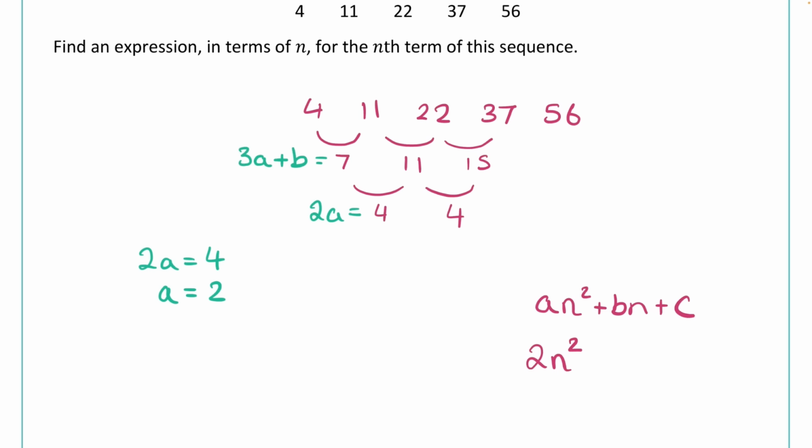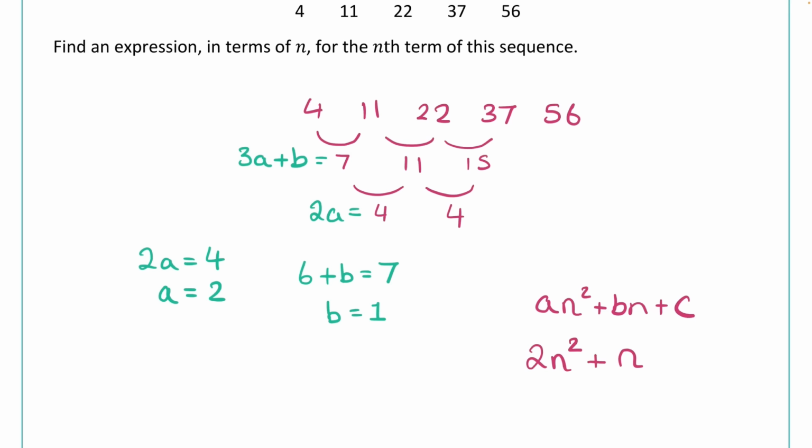Now, of course, we know what a is now. We know that a is 2, so 3a is 6. So 6 plus b is equal to 7. And if we take away 6 from each side, or just look at it logically, we can see that b is equal to 1. So now that b is equal to 1, we don't have to write the 1 in the nth term formula. We can just write plus n, because of course that means 1n.